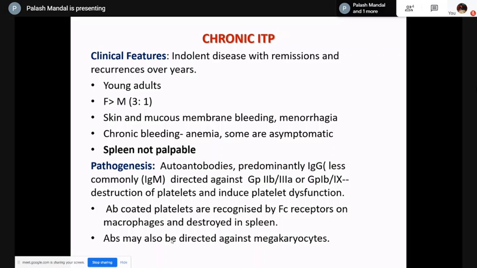There may be chronic bleeding, and chronic bleeding leads to anemia, though some patients may be asymptomatic because of the chronicity. Whenever a disease becomes chronic, the body by its own mechanism tries to acclimatize and accommodate itself. The spleen is not palpable in chronic ITP. In any ITP, the spleen is not palpable. Remember that, because hypersplenism is a different condition.